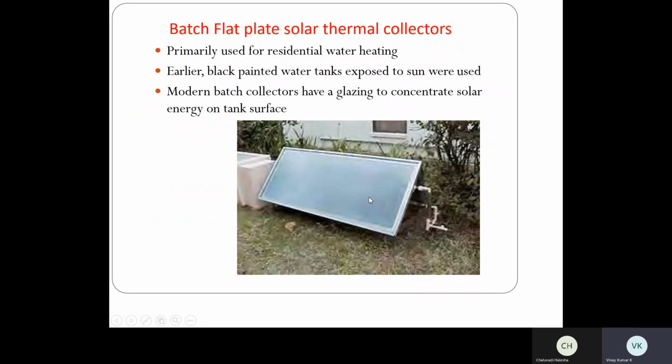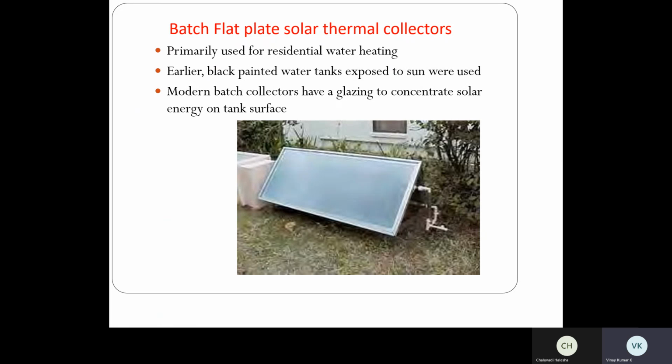A tank will be provided, and those kinds of tanks will be holding water. So we have to heat that water. For that purpose, we use batch flat plate collectors.